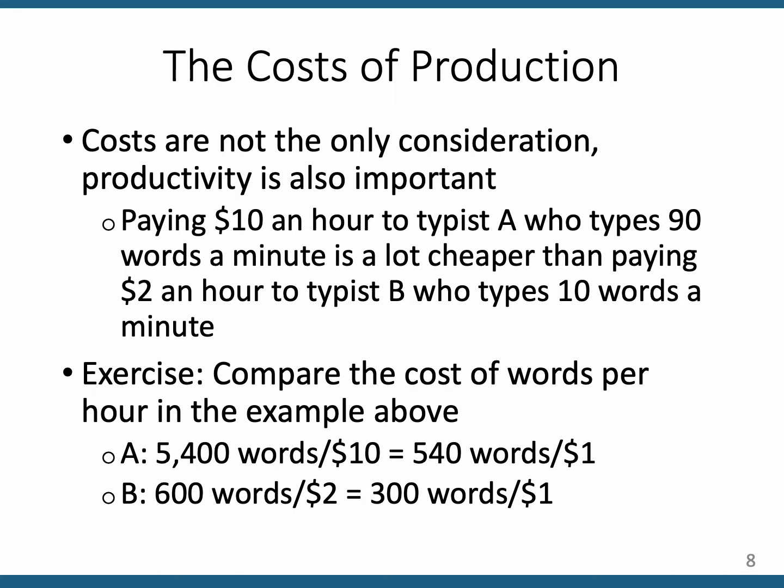And how would we measure quality? By productivity. One person could be paid $10 an hour and type 90 words a minute. That's cheaper than paying someone else $2 an hour who only types 10 words a minute, because of the different levels of productivity, the different levels of quality.